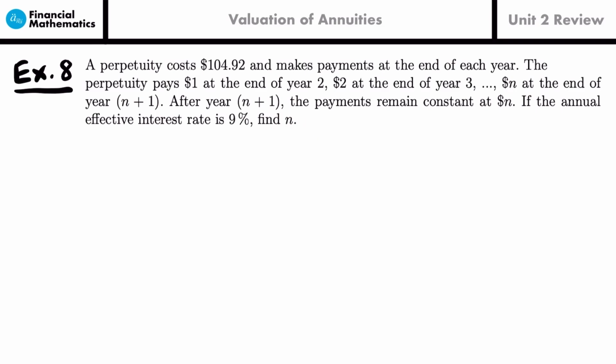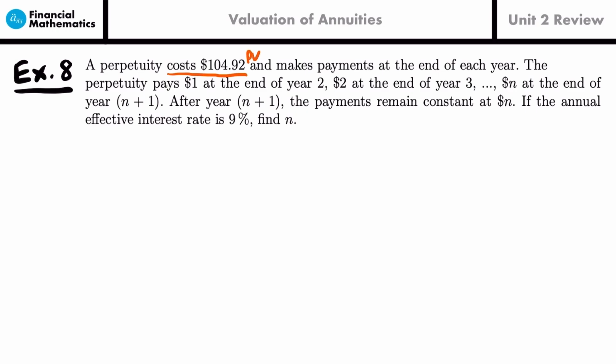The first thing I want to point out here is that we are working with a perpetuity, and remember that is an annuity that makes payments forever. The payments never end, and we know it costs $104.92. That would be the present value of the perpetuity. Whenever you're given a cost or a price of an annuity of any kind, including a perpetuity, that's referring to a present value, the value at time 0 today. All right, so that's something to keep in mind. That is the cost of the perpetuity. I'll label that as the present value.